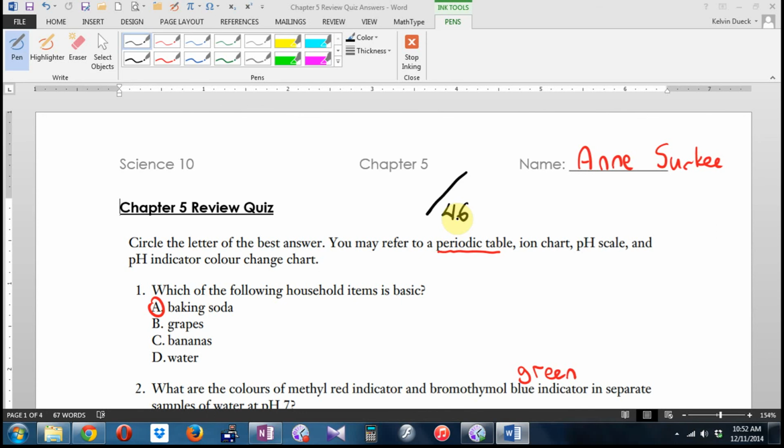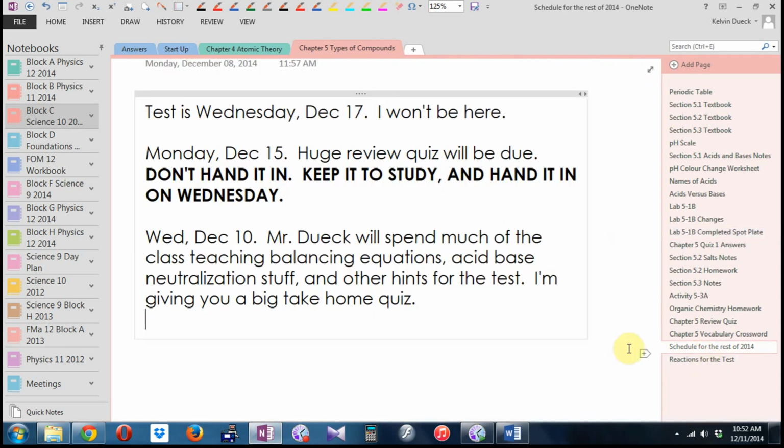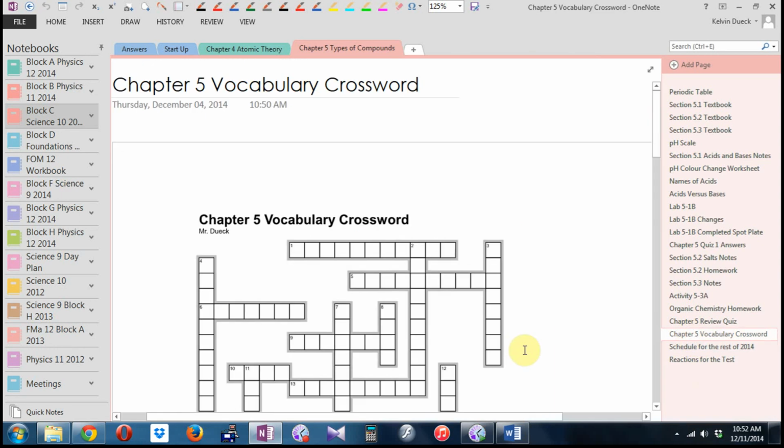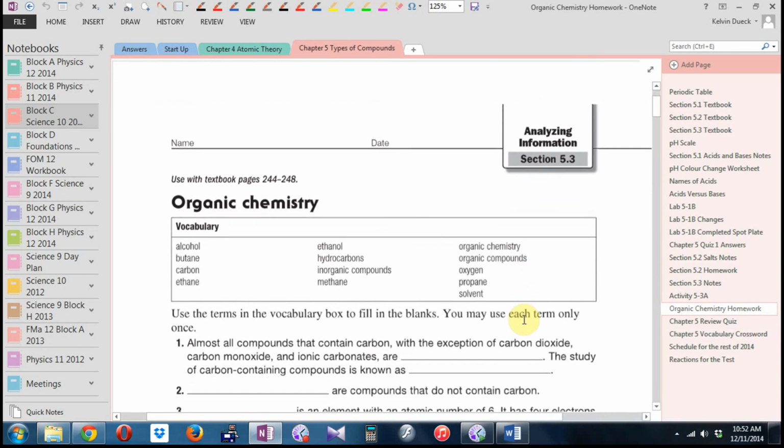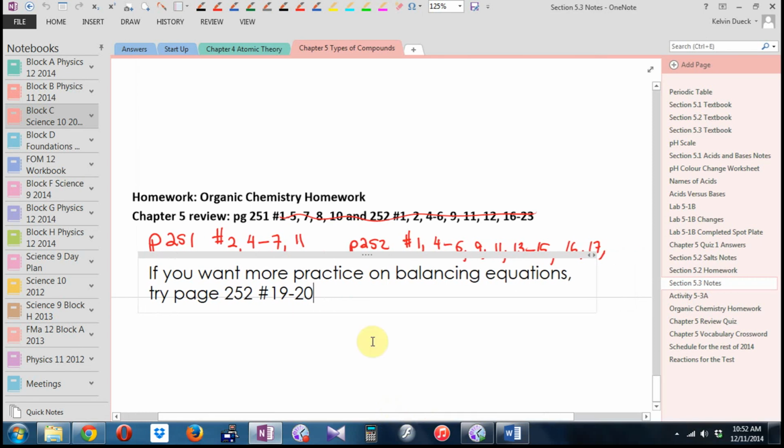If you need more practice, if you want more studying, what can you do? Well, remember we said vocabulary crossword. That I do want you to hand in the day of the test. Organic chemistry homework, if you haven't handed that in, that I do want you to hand in the day of the test. But I also said if you want more practice, you can try page 251, number 2, 4 to 7 and 11. Page 252, number 1, 4 to 6, 9, 11, 13 to 15, 16 and 17. I'm not going to collect that, but if you feel you need more practice for your test Wednesday, and if you want more practice on balancing equations, you can try from page 252, number 19 and 20.